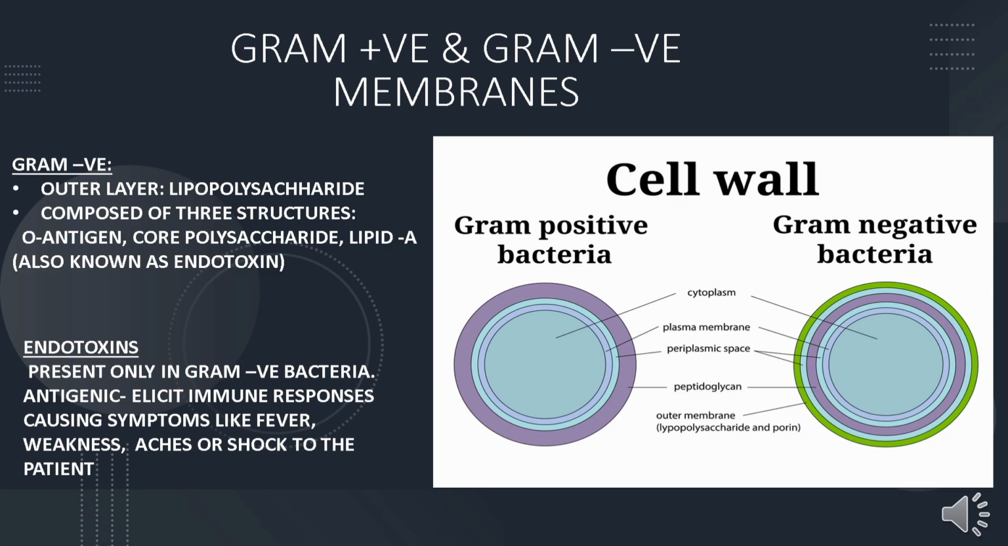The lipopolysaccharide layer is composed of three structures: O antigen, core polysaccharide, and lipid A, which is also known as endotoxin. So we can conclude that endotoxins are present only in gram-negative bacteria. These endotoxins are antigenic, which means they can elicit immune responses causing symptoms like fever, weakness, aches, or shock to the patient.